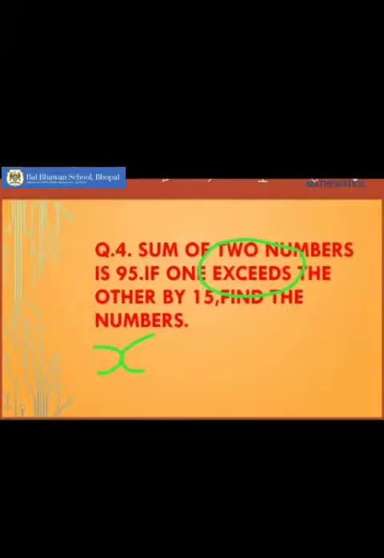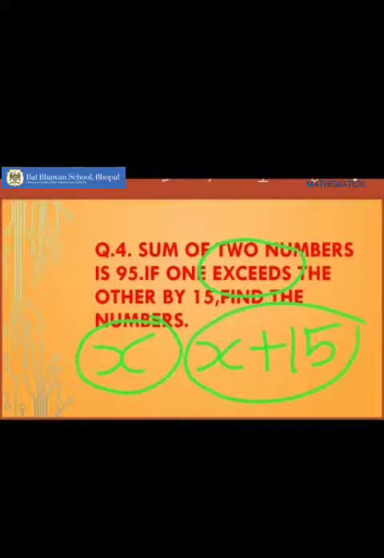So what does exceed mean? It means greater than. If I say that one number exceeds the other, it means that one number is greater than the other by 15. So if one number is x, then the another number will be x plus 15. So I have assumed two numbers here. First is x, another is x plus 15.